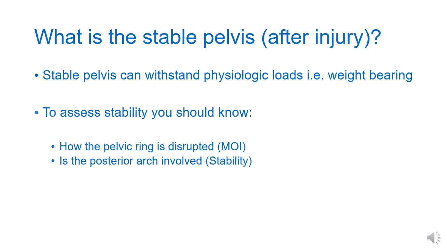So we can define a stable pelvis after injury as a pelvis that does not have significant injury to the bone and the ligaments and can withstand physical loads. So the patient, after the injury, can walk without harm. To assess the stability of the pelvis after injury, we should know how the pelvic ring is actually disrupted and whether the posterior arch is involved or not.